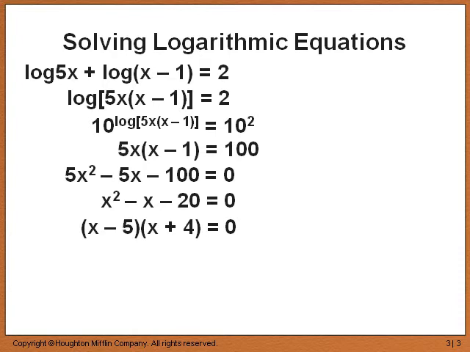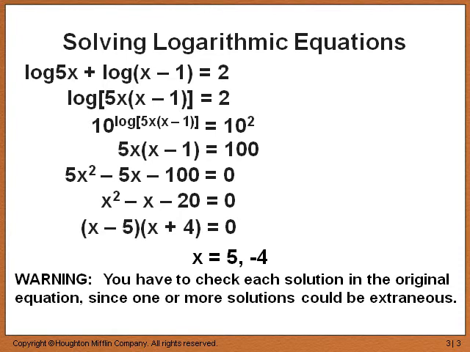(x - 5)(x + 4) = 0. That's the factored form. And if I just proceed as I would in Algebra 1, I would end up with these solutions, x equals 5 or negative 4. However, this is a warning.